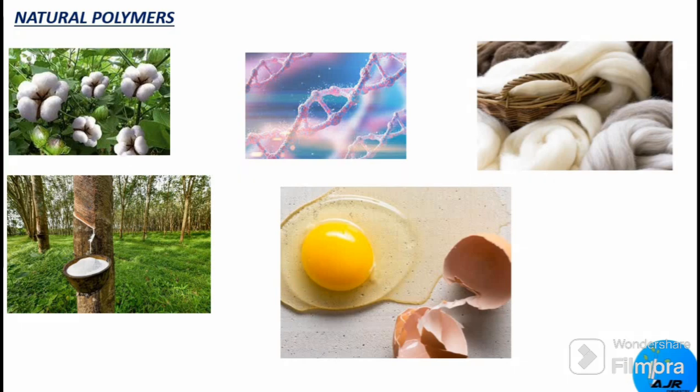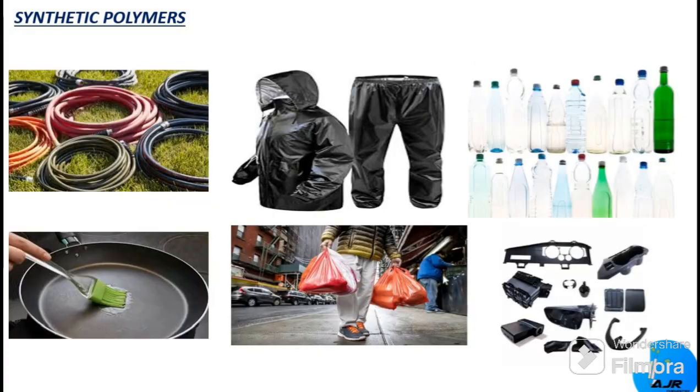These polymers find a variety of applications in our routine life. Besides these natural polymers, we have some man-made polymers also. For example, see these hoses, raincoats, PET bottles, Teflon utensils, plastic covers, and automobile parts. These are made up of synthetic polymers. They find a wide range of usages, from common household utensils, automobiles, cloth, furniture, etc., to spacecraft and biomedical and surgical operations.